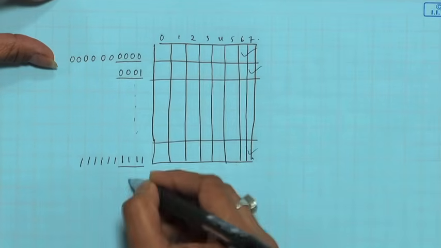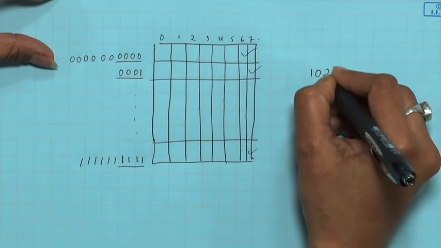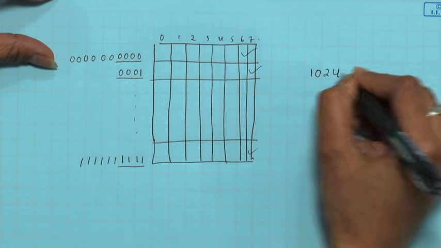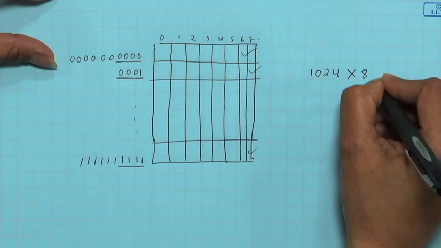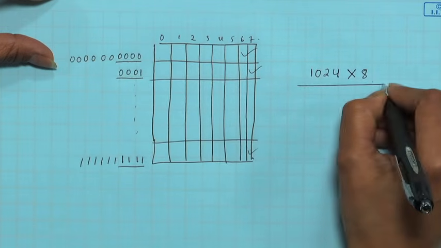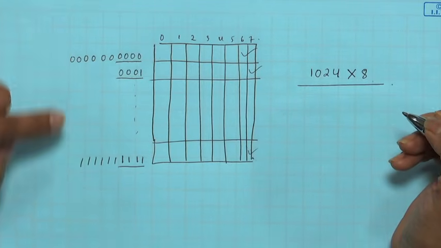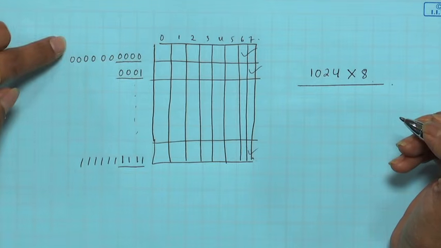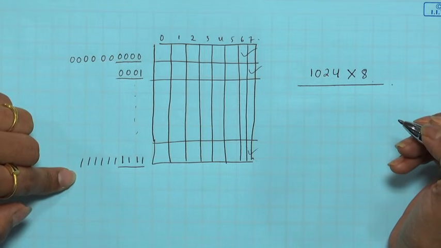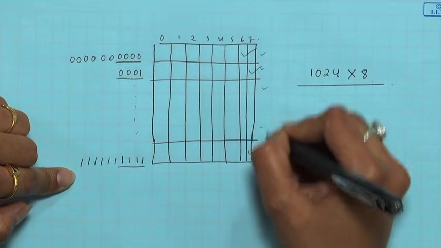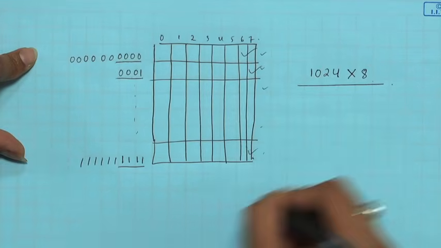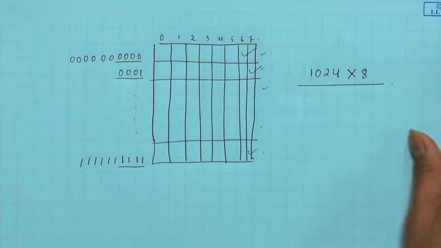So, how many locations are there? 1024 locations are there and each location is having how many bits? 8 bits. So, in these many locations you can store 8 bits each. This shows how a memory will look like.